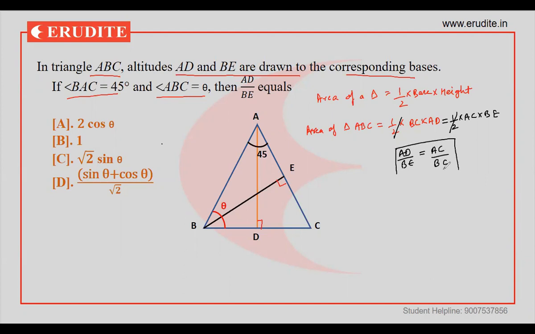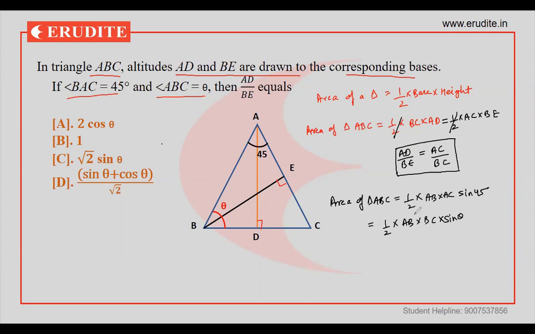So as we have to find the ratio of AD upon BE, it is nothing but equal to AC upon BC. Now guys, another way to find the area of a triangle, if the lengths of two sides are given and the angle between them is given, is this: I can find the area of triangle ABC as half AB into AC into sine 45. Similarly, I can write the area of triangle ABC as half, if I consider the AB side and BC side, and the angle between them is theta, AB into BC into sine theta.